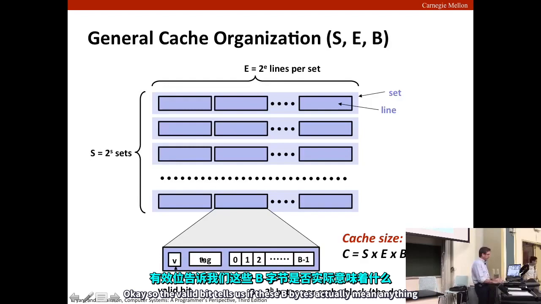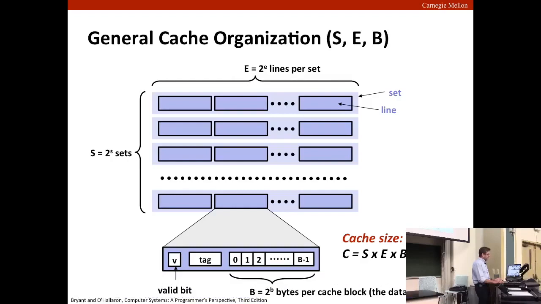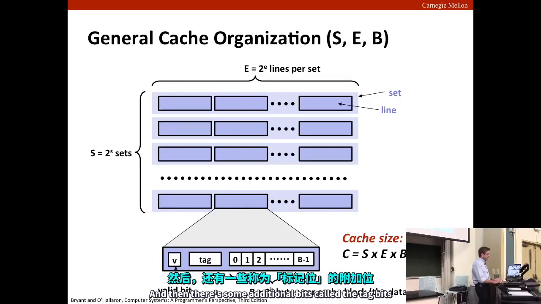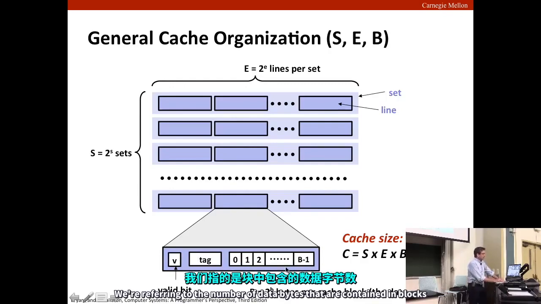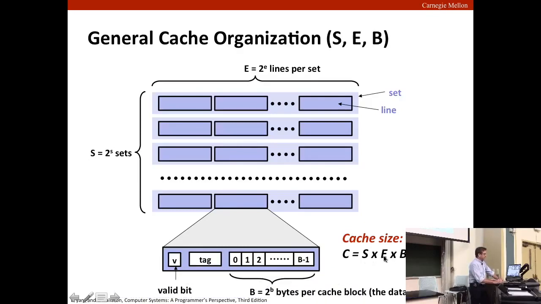Okay, so the valid bit tells us if these B bytes actually mean anything. And then there are some additional bits called the tag bits, which will help us search for blocks, which I'll show you in a minute. Now, when we talk about our cache size, we're referring to the number of data bytes that are contained in blocks. And so each cache has S sets, E blocks per set, and B bytes per block. Okay, so the total cache size C is S times E times B.